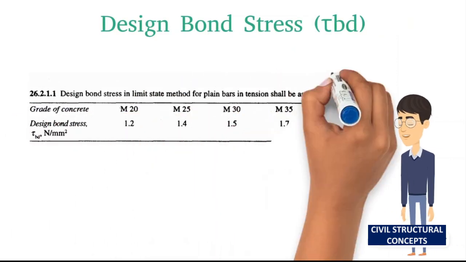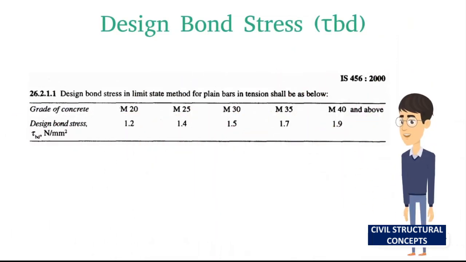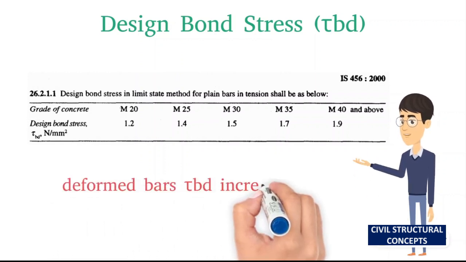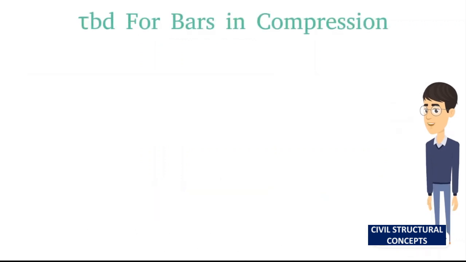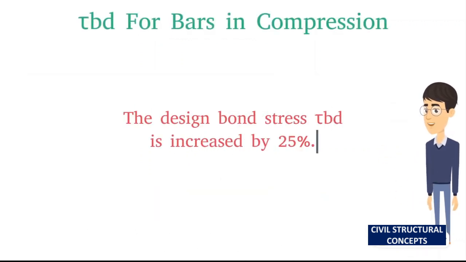The values of tau BD are provided in table of IS 456. For example, for M20 concrete with plain bars, tau BD is 1.2 Newton per square millimeter. For deformed bars, we can increase it by 60%, that is, 1.9 Newton per square millimeter. As per the code, for bars in compression, the design bond stress tau BD is increased by 25%. That means, compression bars require a slightly smaller development length.